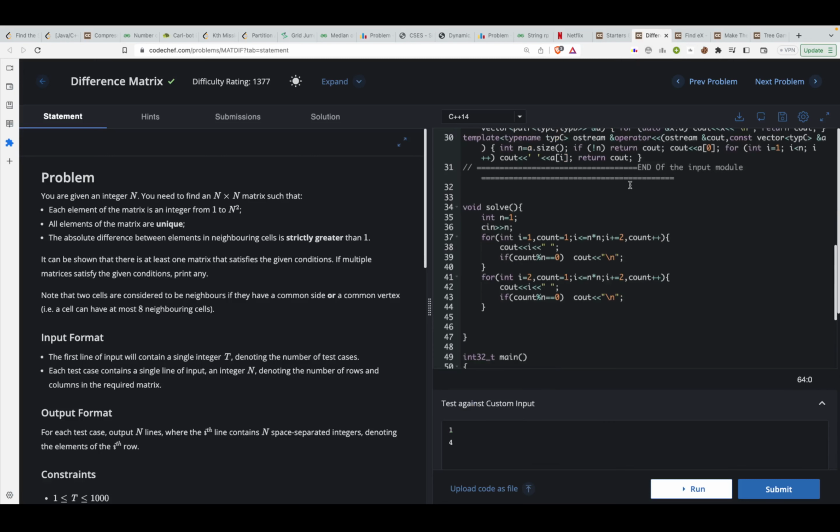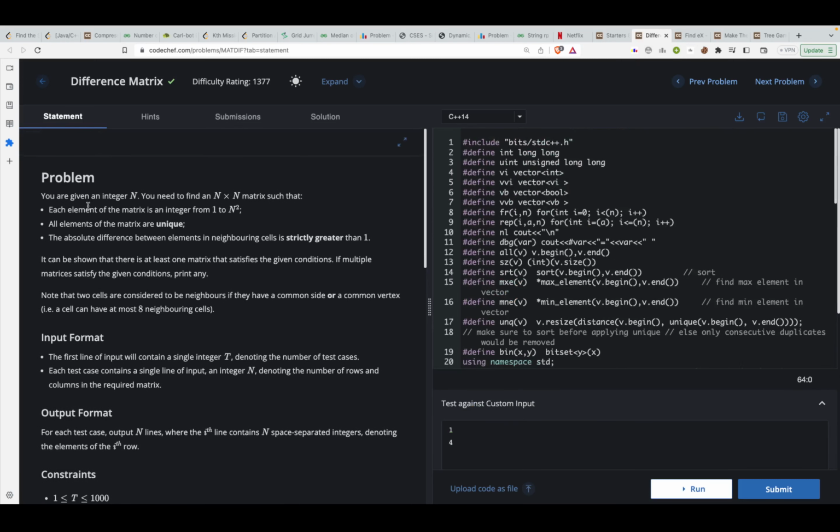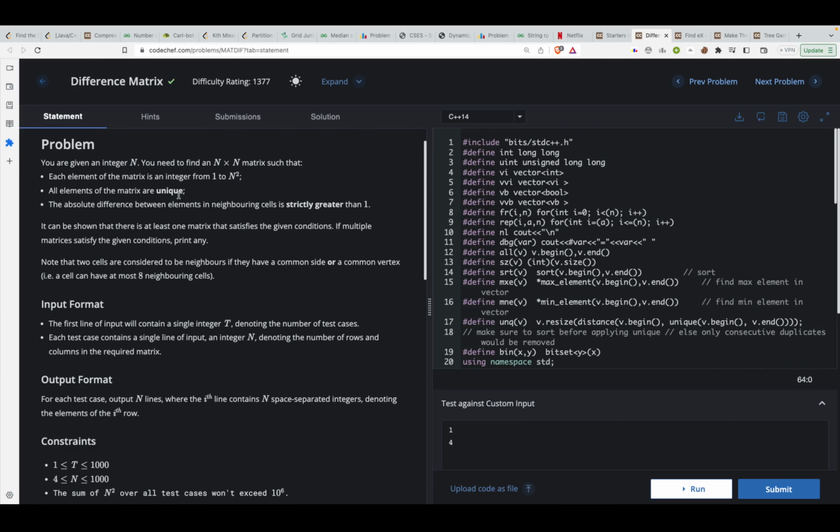The very first question is a very simple one, I'll say. The question states that you are given an integer n and you need to find an n into n matrix such that each element of the matrix is an integer from 1 to n square, and the matrix is also a square matrix. So 1 to n square should be each of the elements and they should be distinct as well. But the constraint over here is that the absolute difference between the neighboring elements should strictly be greater than 1.